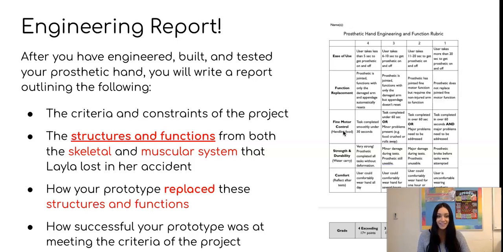We are so excited to see the designs that you come up with and how you are able to solve this huge problem for Layla.